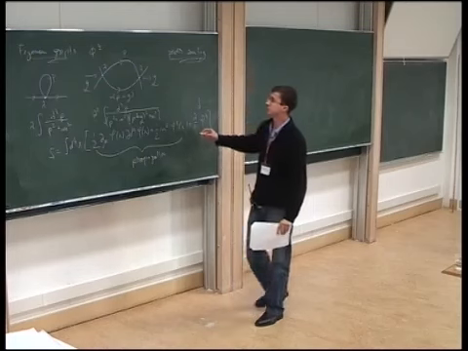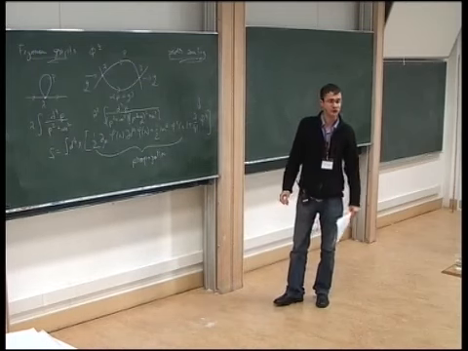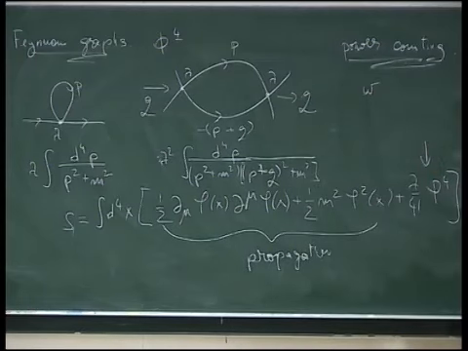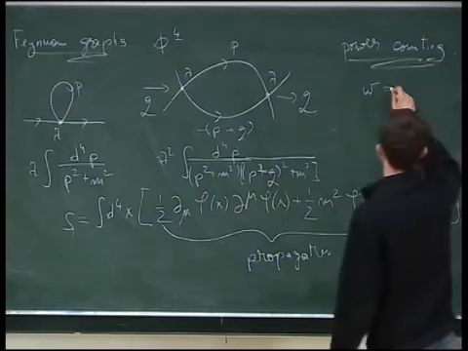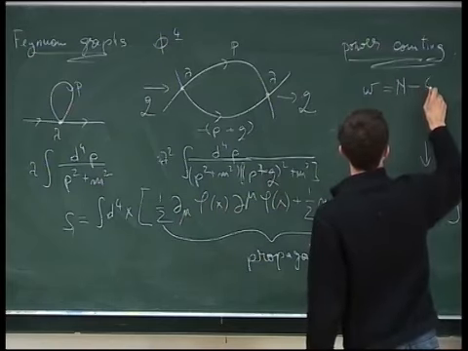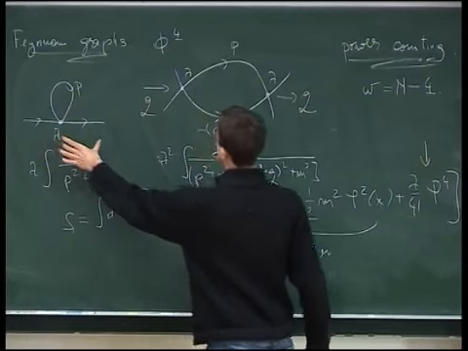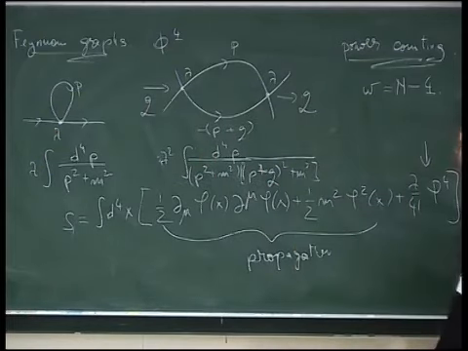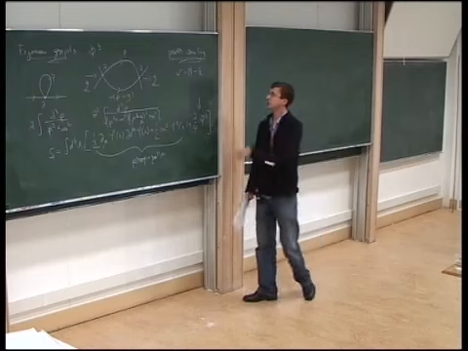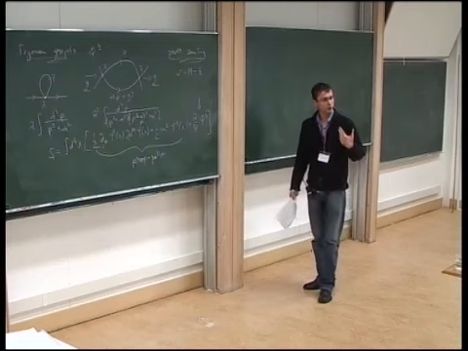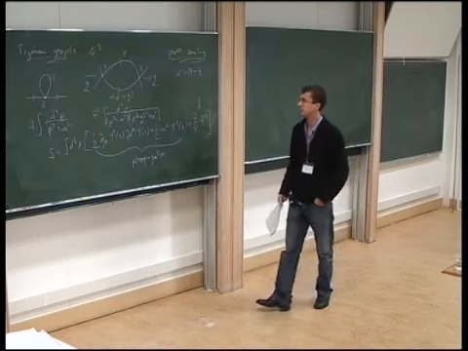So one can prove that for this phi-4 commutative model, this degree of divergence, which is usually denoted by omega, is equal to n minus 4, where n is the number of external legs. So for example, here one has 2 external legs, and here one has 4 external legs. So the more this number is positive, the more the integral will be convergent, and the more it's negative, the more the integral will be divergent.